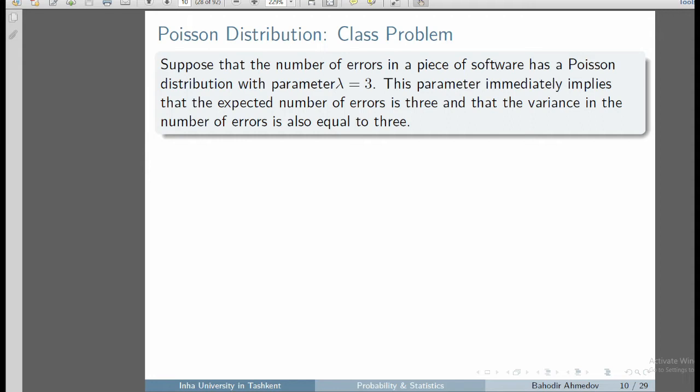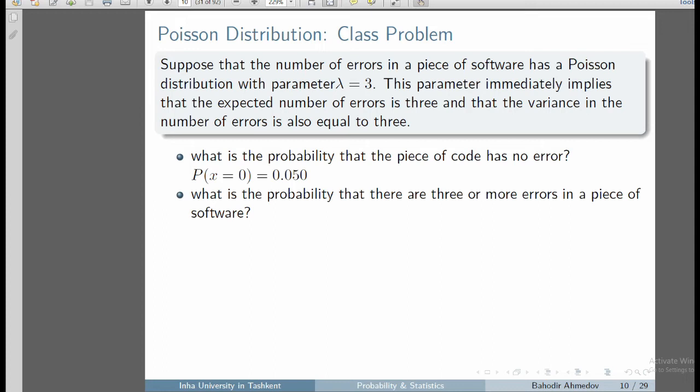Now, just knowing this, could you please tell me what is the probability that if I choose one of the pages randomly, there will be no mistake? Could you please do this by yourself? And the second problem, what is the probability that there are more than 3 mistakes? In the first problem, could you please find the probability that in a randomly chosen page there are no mistakes?